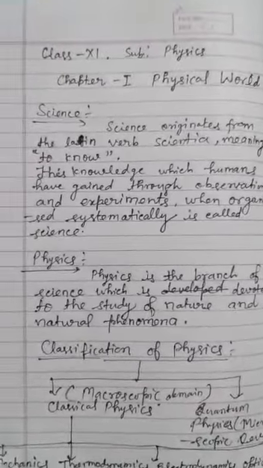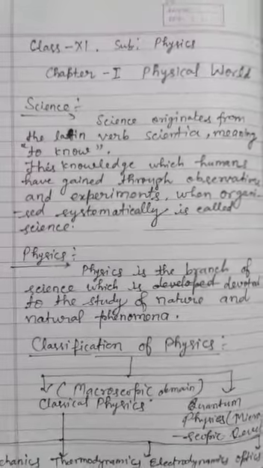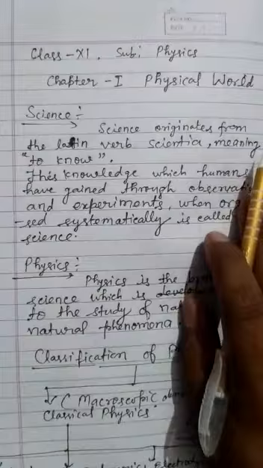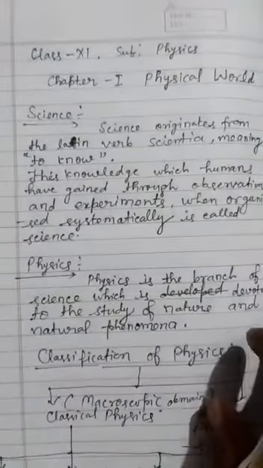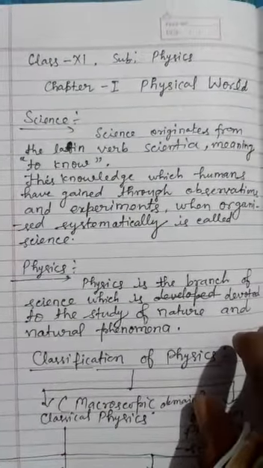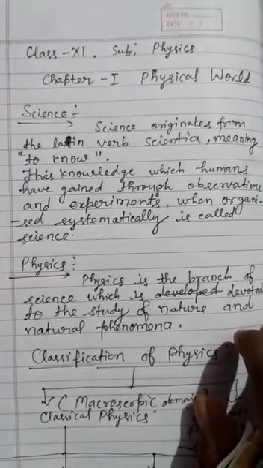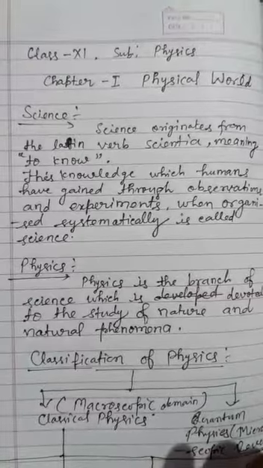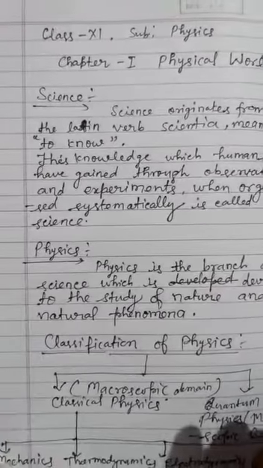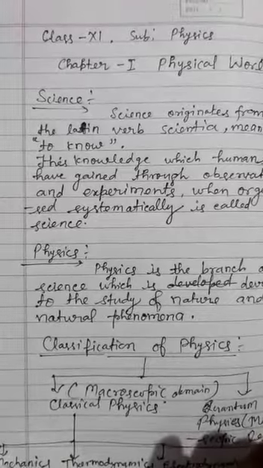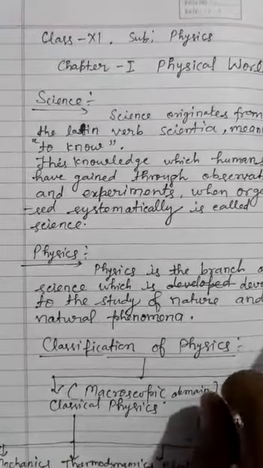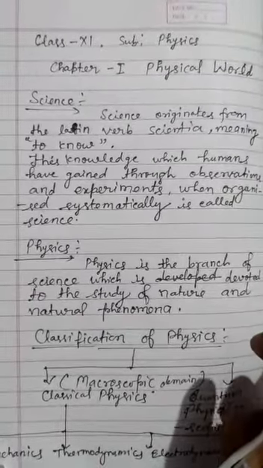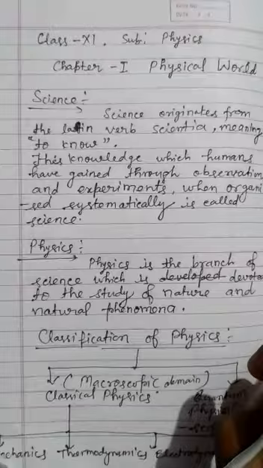Hello, dear students. Today I want to describe class 11th physics chapter 1. The chapter's name is Physical World. This chapter contains only some definitions about science, physics, classification of physics, fundamental forces and nature of laws. So the first topic we will describe is science.